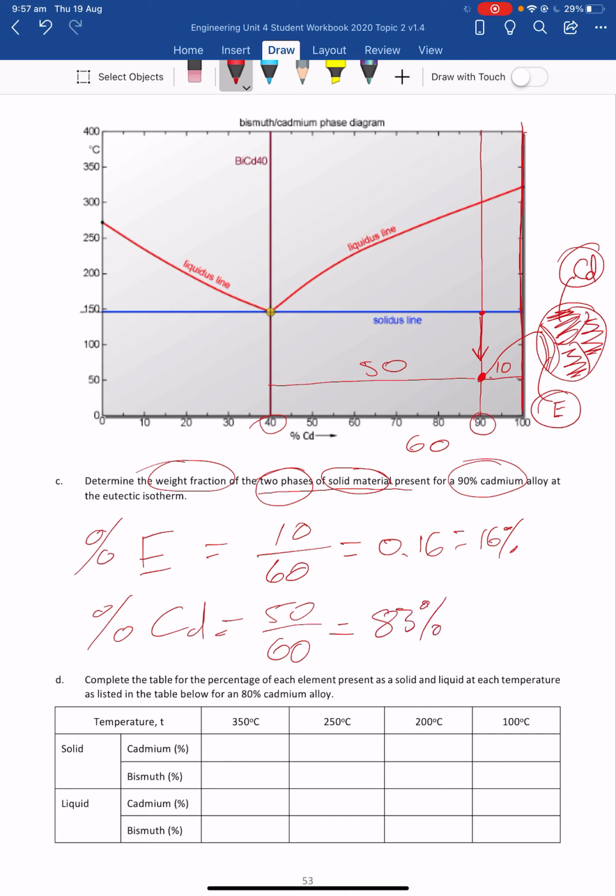So what we've seen in this, because we've got so much cadmium in our mixture, we're getting a high percentage of cadmium and a small percentage of our eutectic mixture, which is that like perfect lasagna that we've been mentioning in class. So give that one a go.